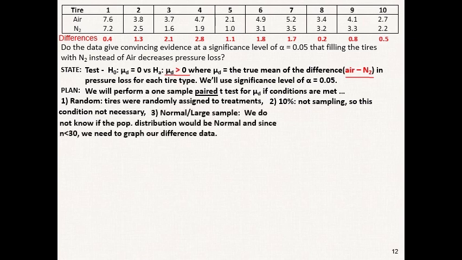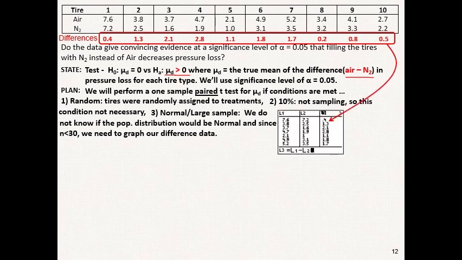All right, and then we don't know anything about the population distribution, and our sample size is less than 30, it's 10. So we would need to graph the sample data to make sure that we don't have any outliers or strong skewness. Okay, so we take that data.